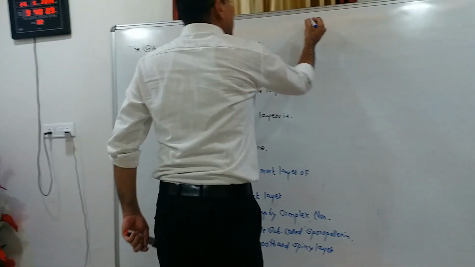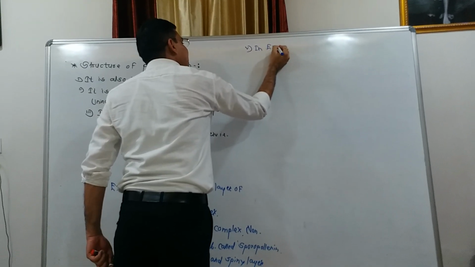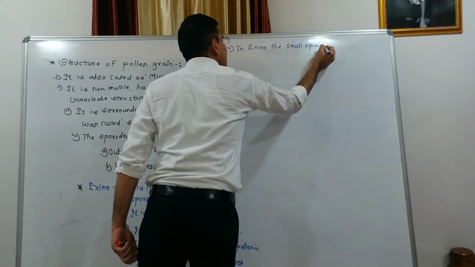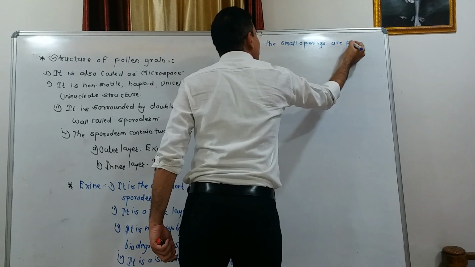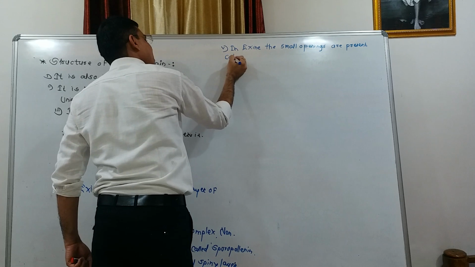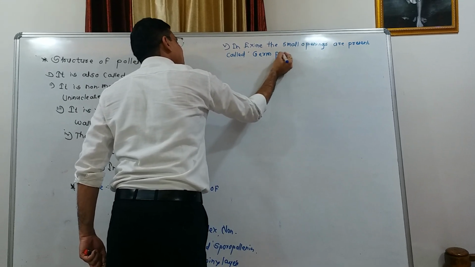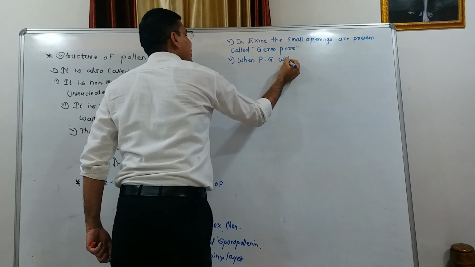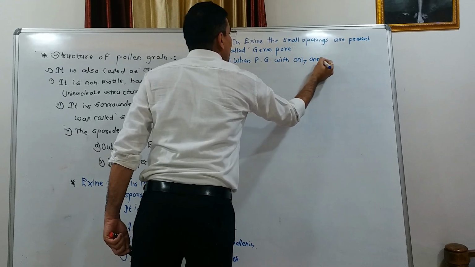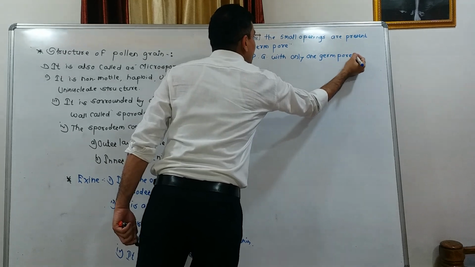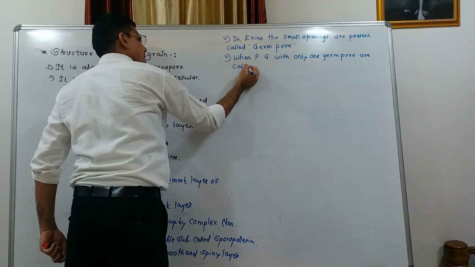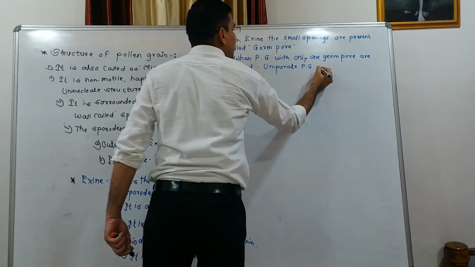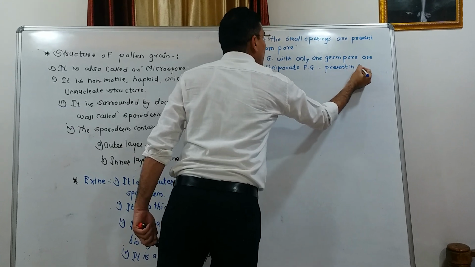Next point, in exine the small openings are present, called germ pores. A pollen grain with only one germ pore is called a uniporate pollen grain, and it is present in monocot plants.